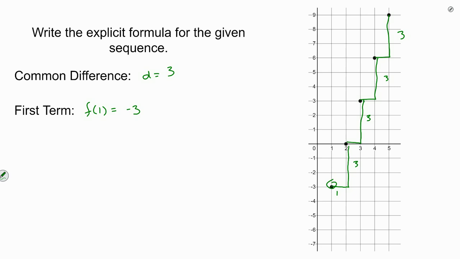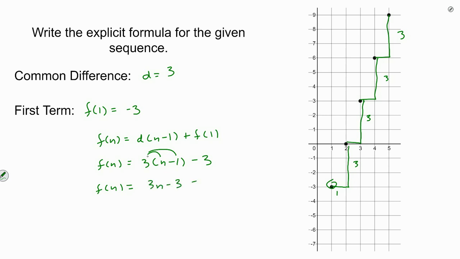Now I'm going to go ahead and plug it into my formula. So f of n equals d times n minus 1, plus f of 1. Let's see what we get. My common difference is 3, and the first term is -3. So let's go ahead and distribute. I have f of n equals 3n minus 3 minus 3. Then combine my terms. So my formula here is f of n equals 3n minus 6.